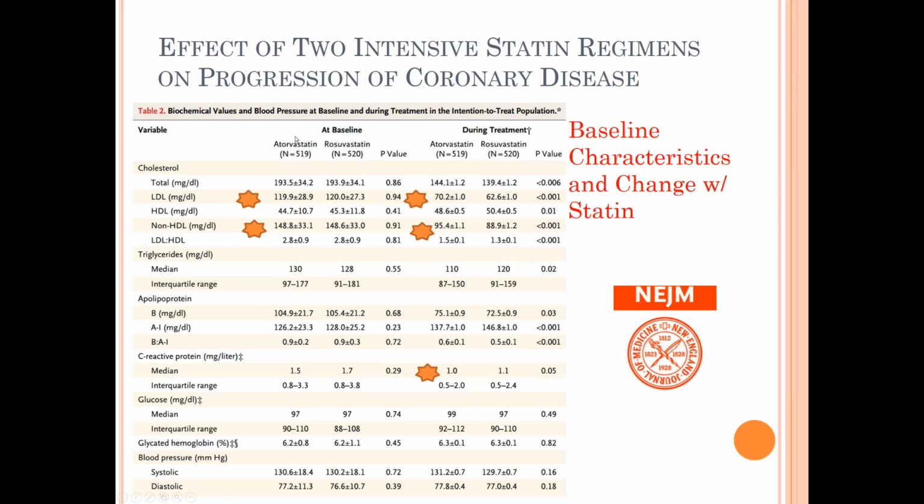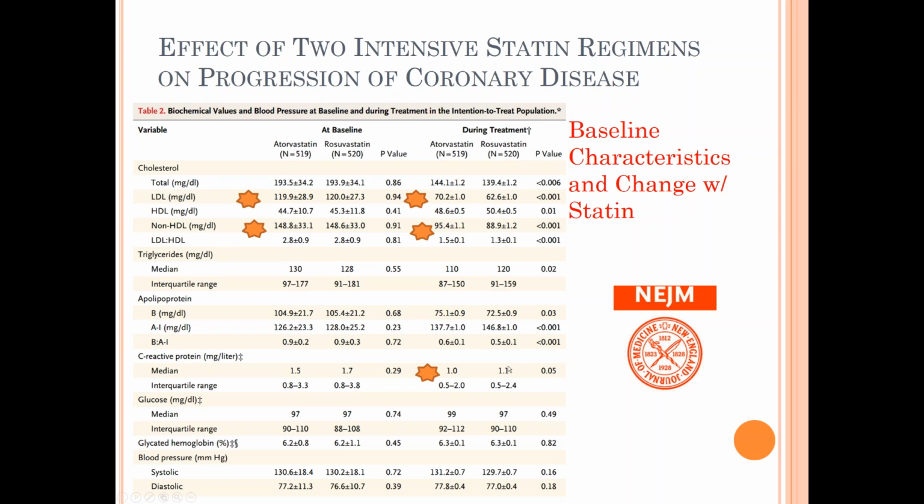So these are the baseline characteristics and change of statin therapy for both atorvastatin and rosuvastatin. LDL mean was around 120, and there was no statistical significance between the two groups. On statin therapy, however, there was a significant reduction in both groups, 70 for atorvastatin and 62 for rosuvastatin. Non-HDL cholesterol, which is probably a better marker than LDL because it encompasses all the molecules associated with atherosclerosis, was also significantly lower, from 95 and 88 for atorvastatin and rosuvastatin respectively.